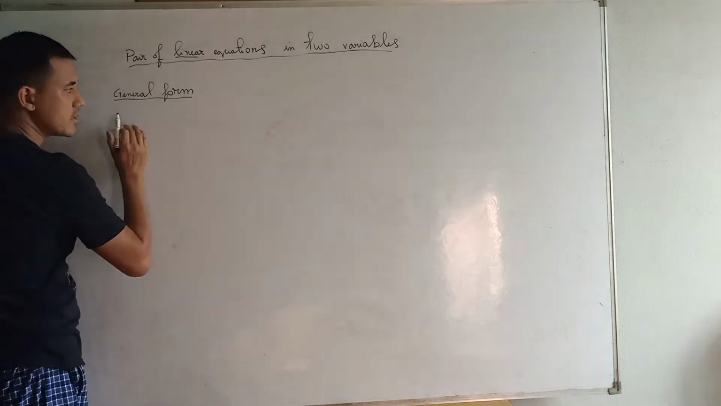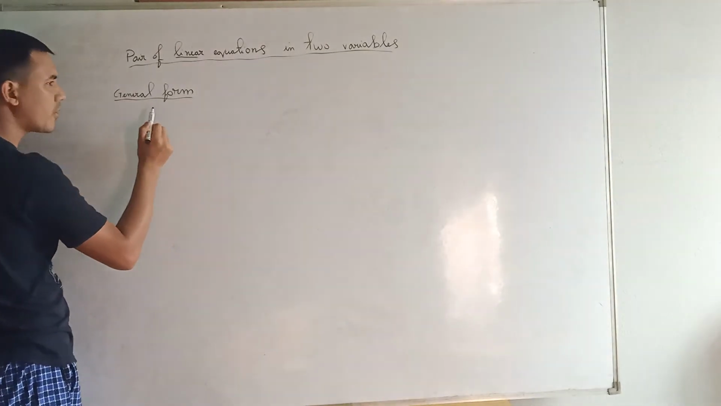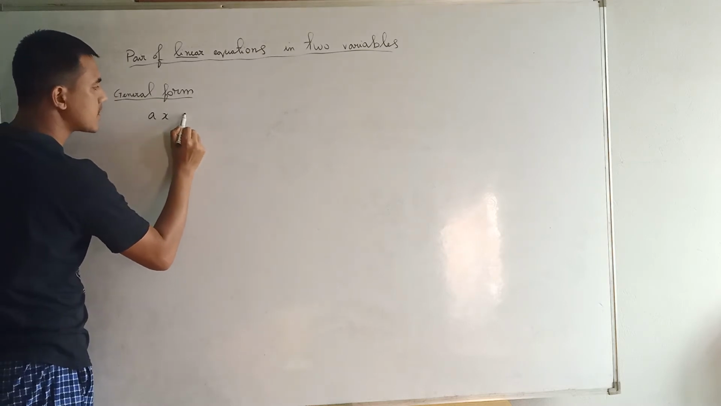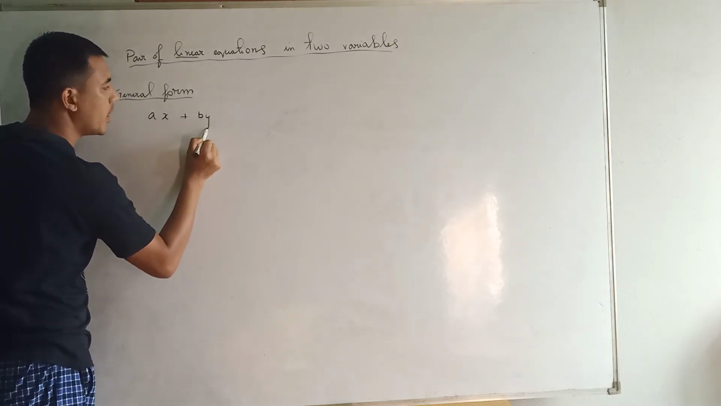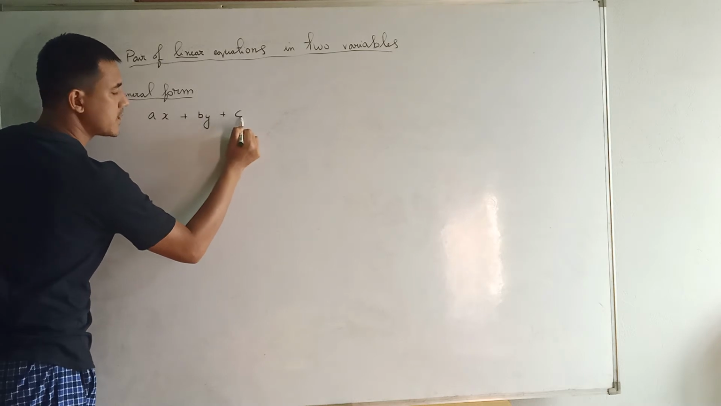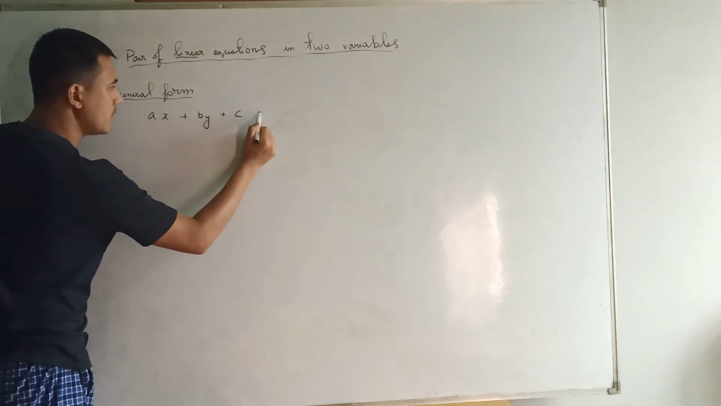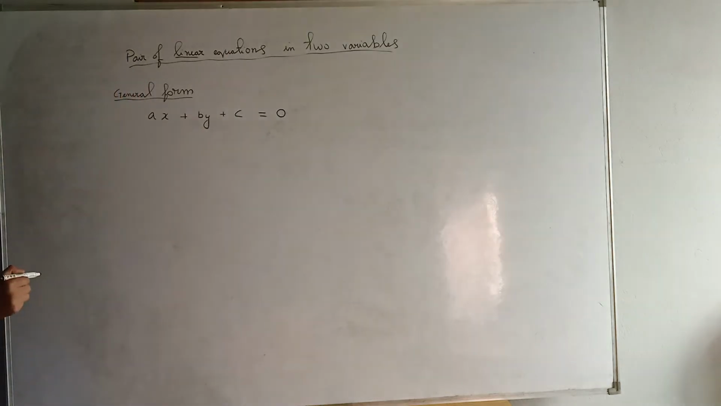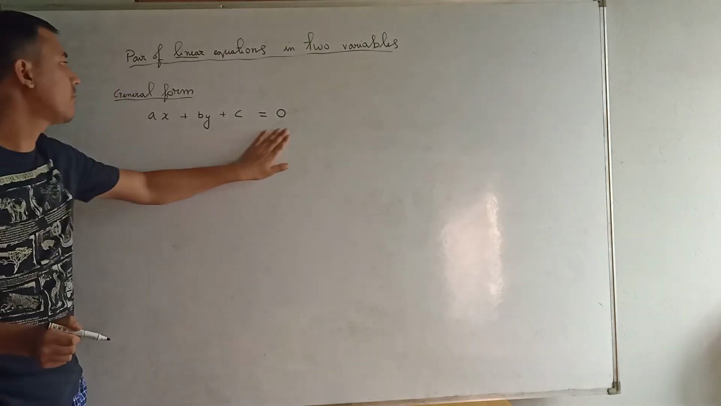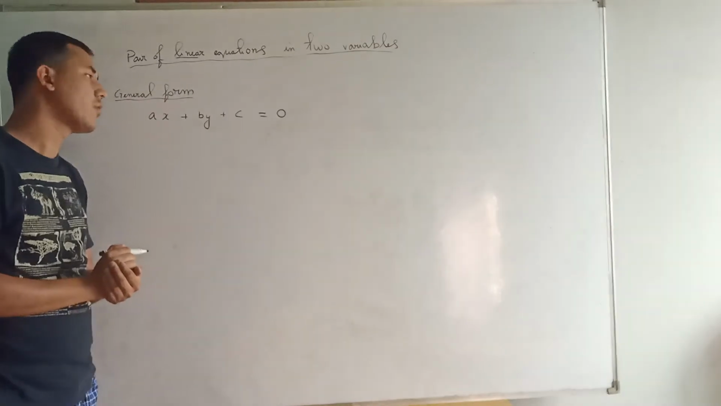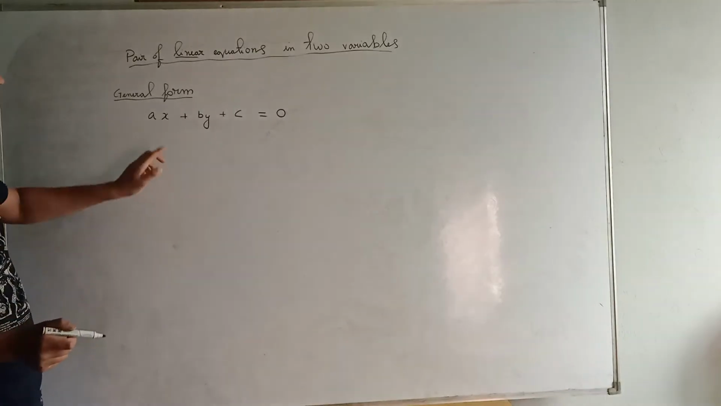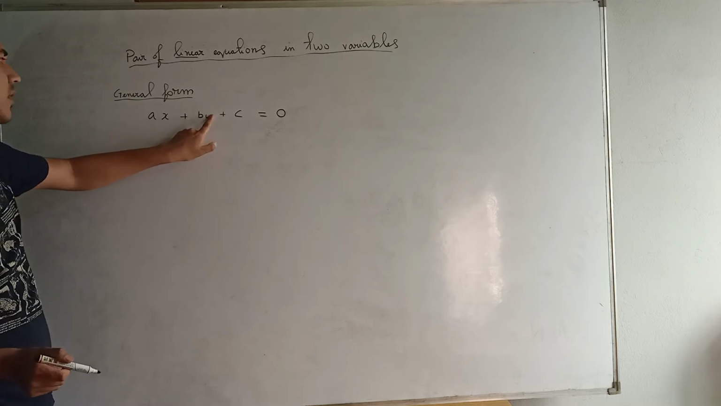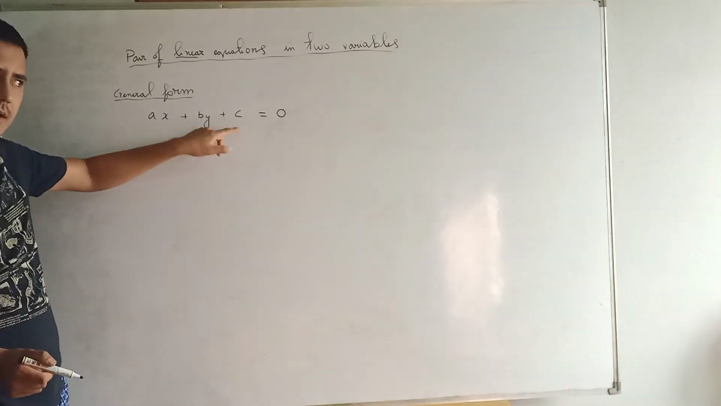So the general form is, if you're writing only one, then you have to write ax plus by plus c equal to 0. Is it alright? This is the general form of a linear equation in two variables. a is the coefficient of x, b is the coefficient of y, and c is the constant term.